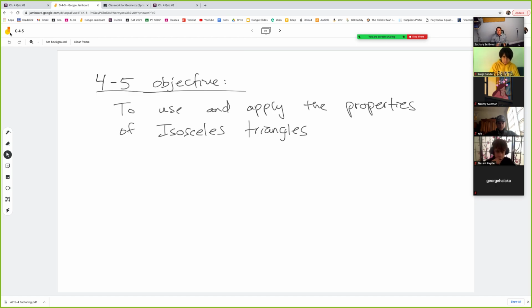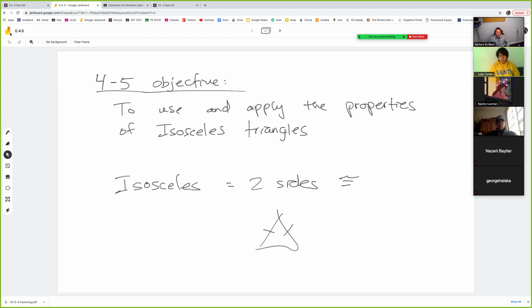So, objective: to use and apply the properties of isosceles triangles. Luigi, what do we mean when we say isosceles? Two of the sides are parallel and one of them isn't. Okay, I think I know what you mean. Not parallel. Two of the sides are what, Luigi? They're congruent, I think. Very good. Two sides are congruent, all right?